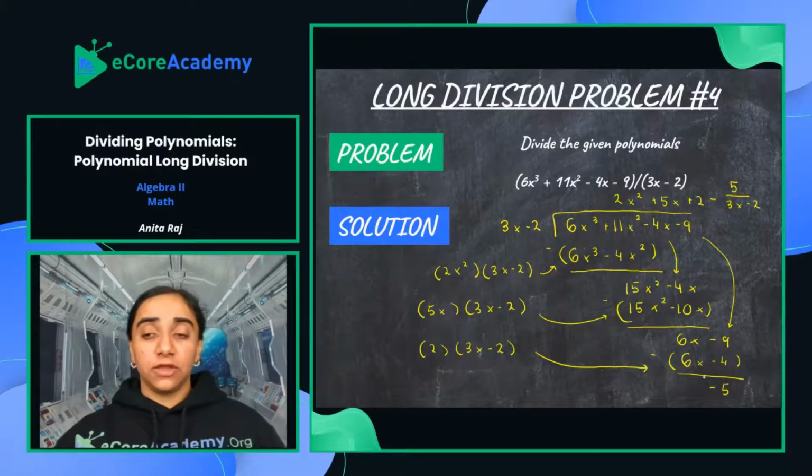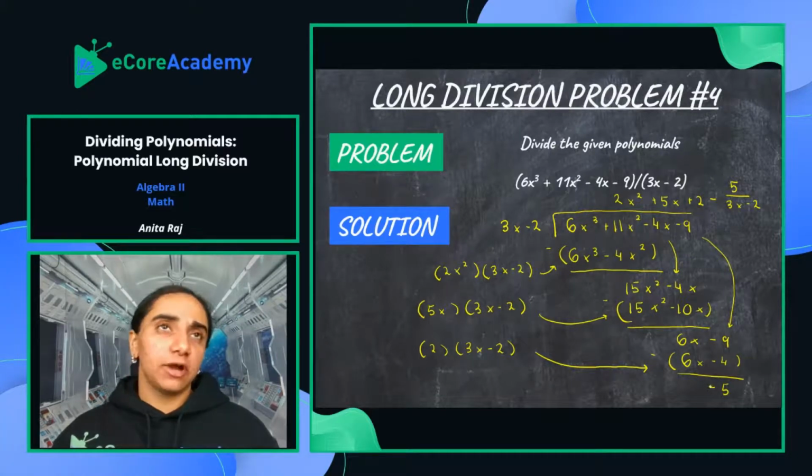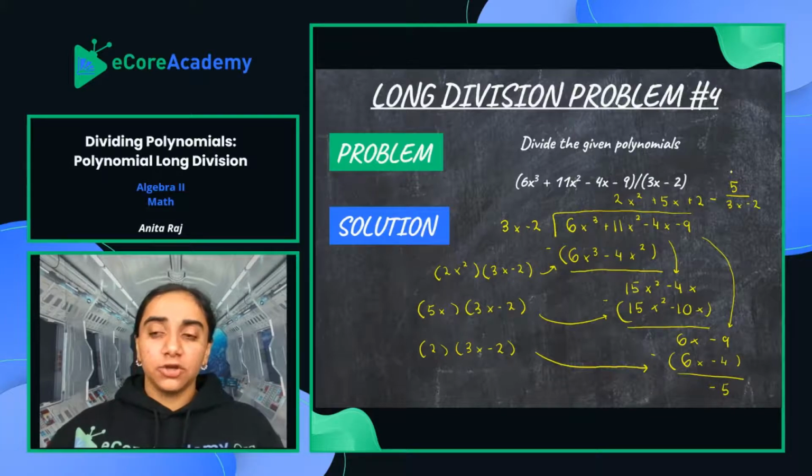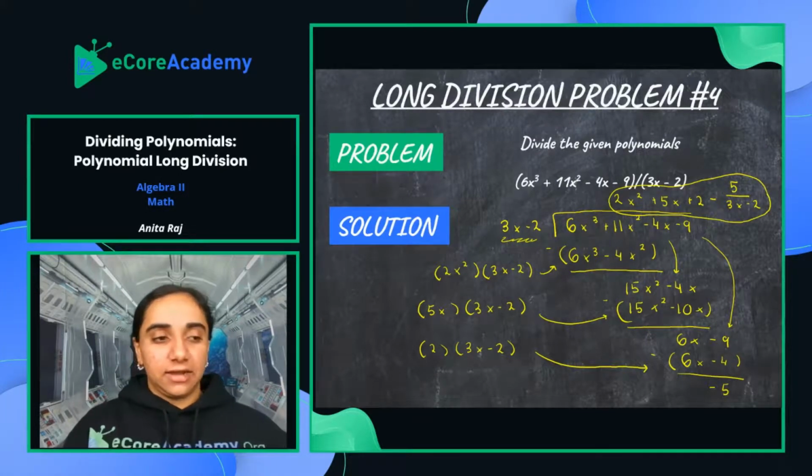So think about this. Whatever your remainder is, whether it be like 4x minus 4, like in the last example, or in this case, negative 5, you're going to add it to the end of your quotient. So negative 5 is going to be the numerator, and then your denominator is going to be the divisor you were originally given. So in this case, it was 3x minus 2. And this is going to be our final example. If you don't get that, don't worry. We're going to do it again in the next example.